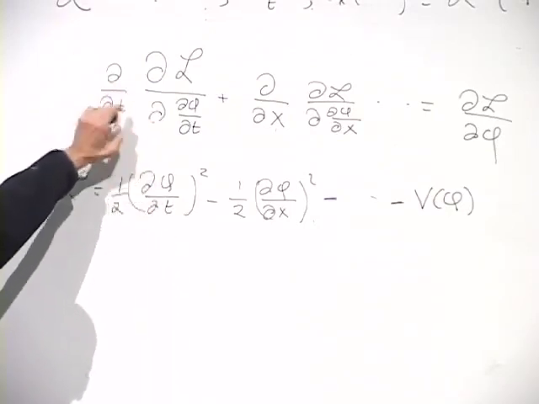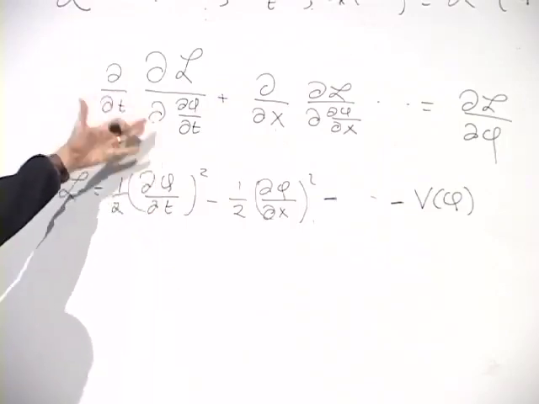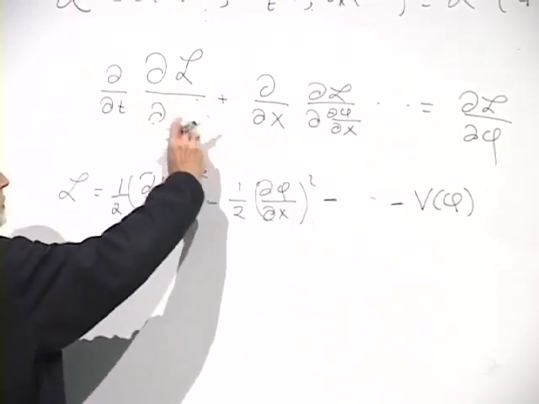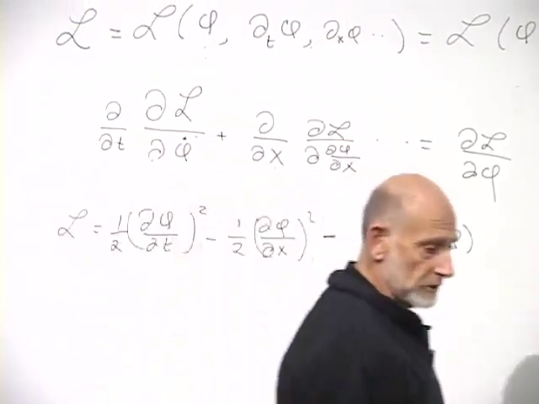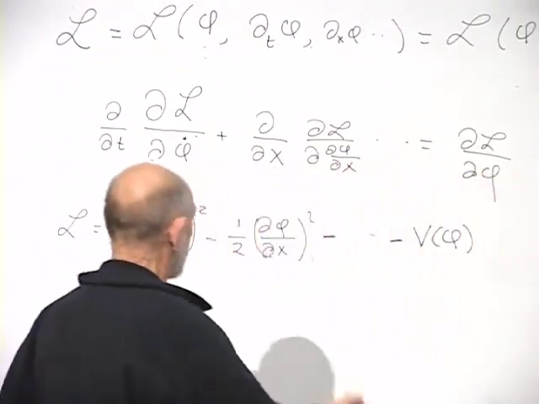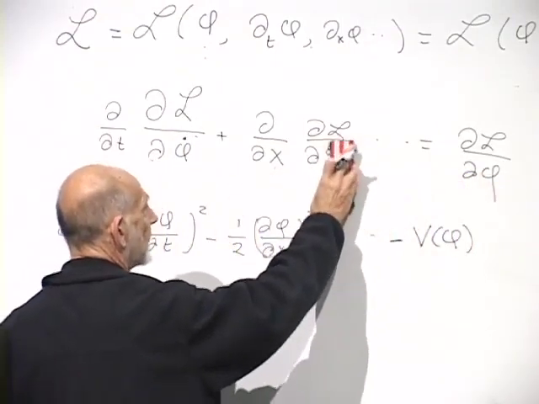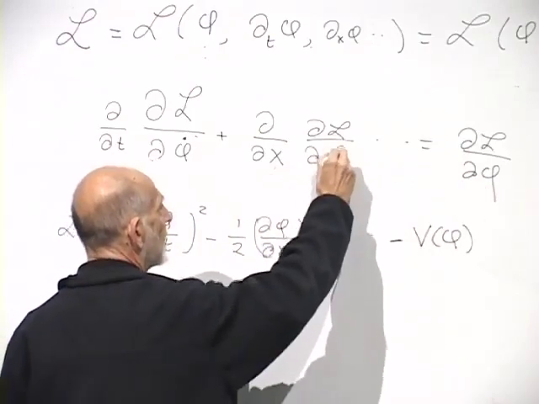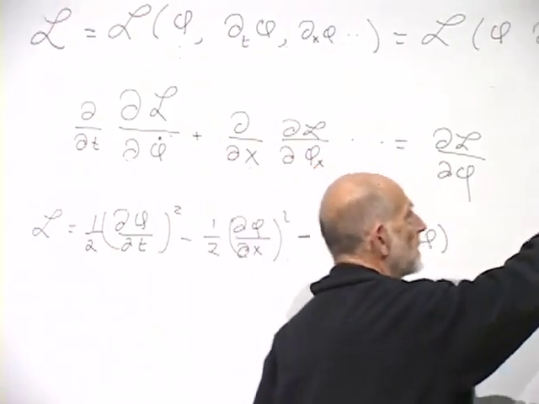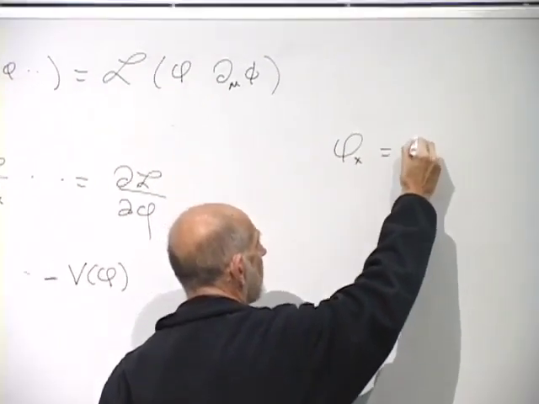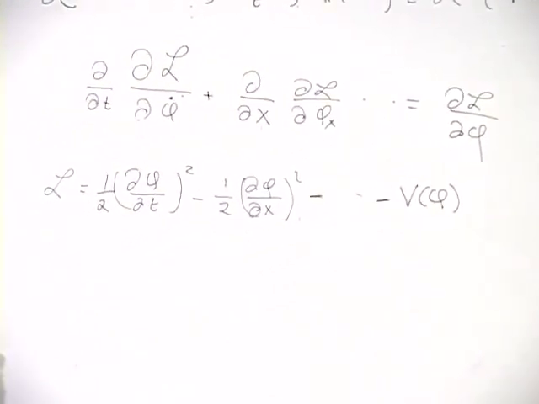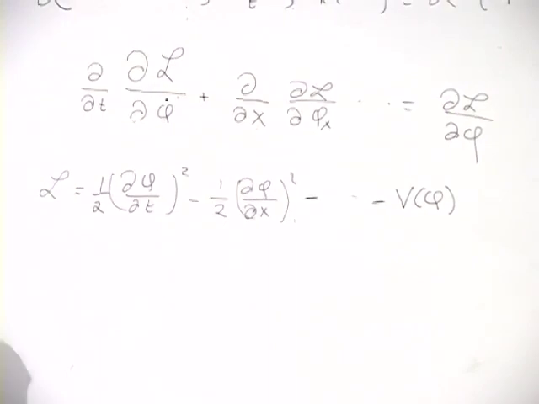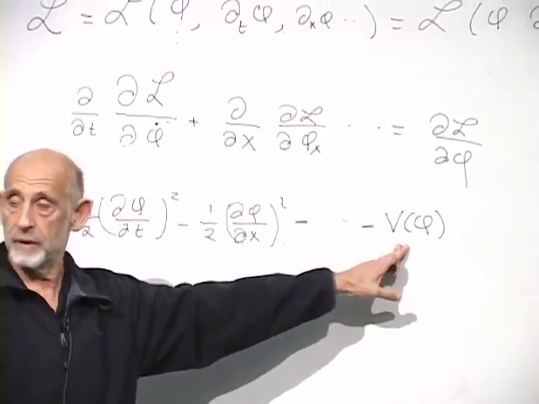You first begin by differentiating the Lagrangian with respect to phi dot. Let's just call it phi dot, the derivative of phi with respect to time. And let's condense the notation. Instead of partial phi by partial x, let's write phi sub x. Phi sub x means the derivative of phi with respect to x. Likewise for y and z.